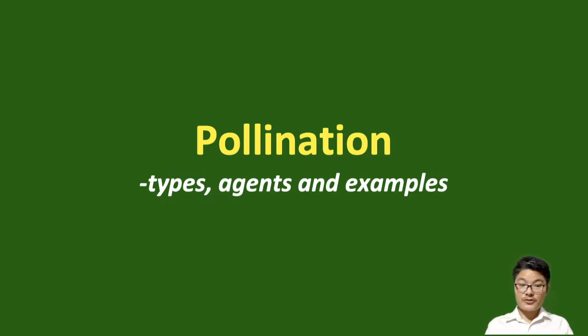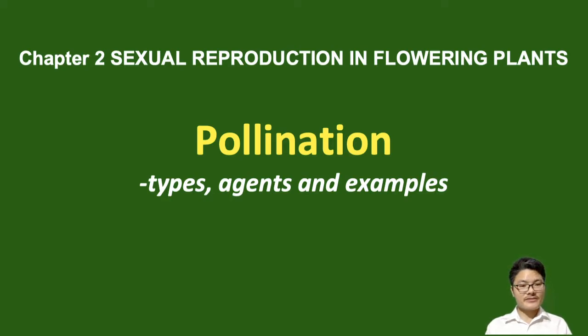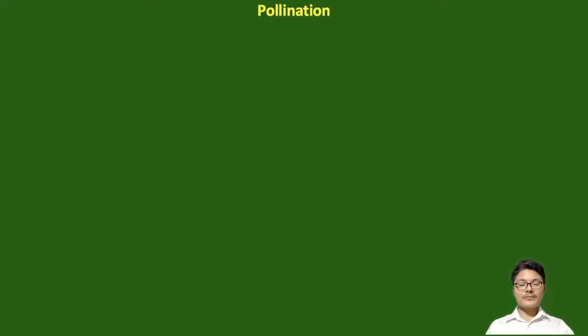In this video, I'm going to explain about pollination in general, different types of pollination, various agents which are involved in pollination. Along with that, we'll also look for some examples of pollination. The title pollination is part of chapter number 2, sexual reproduction in flowering plants.